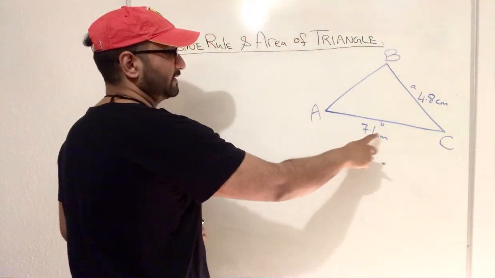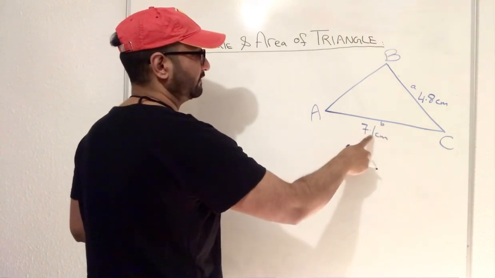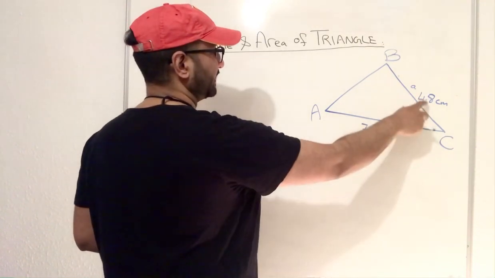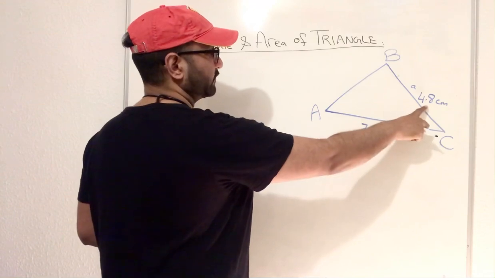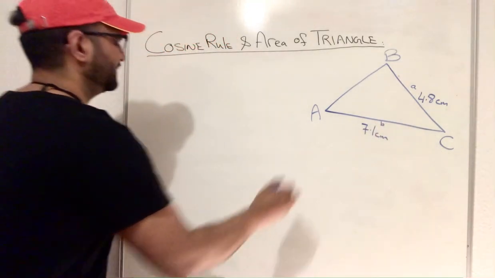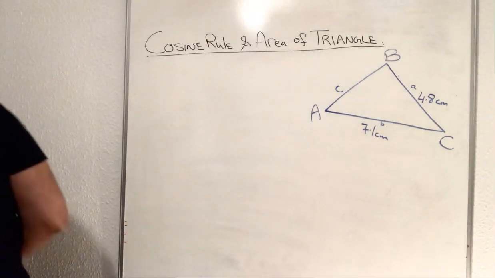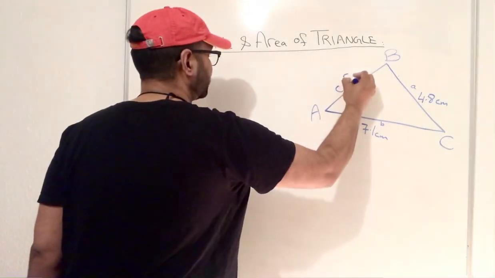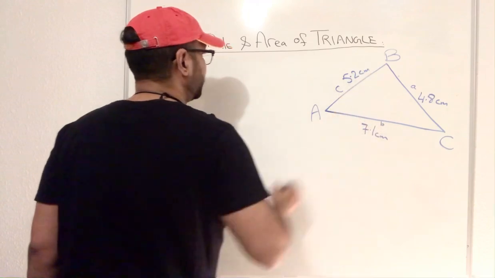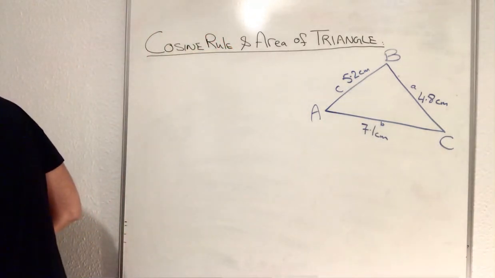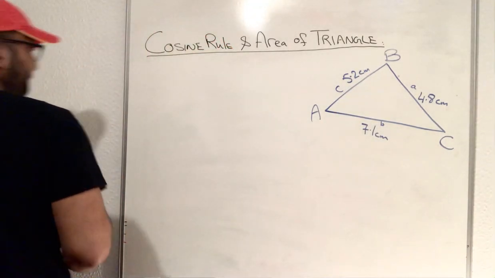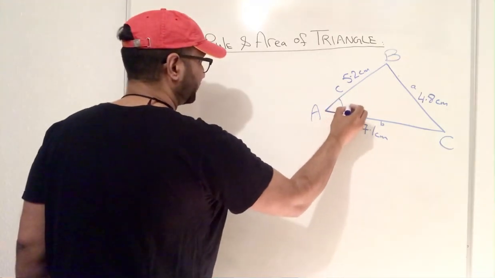So one side, B, opposite B is 7.1 centimeters, side A, opposite A, is 4.8 centimeters, and side C, opposite C, is 5.2 centimeters. Now they will ask you, can you find out the angle A? You need to find out the angle.